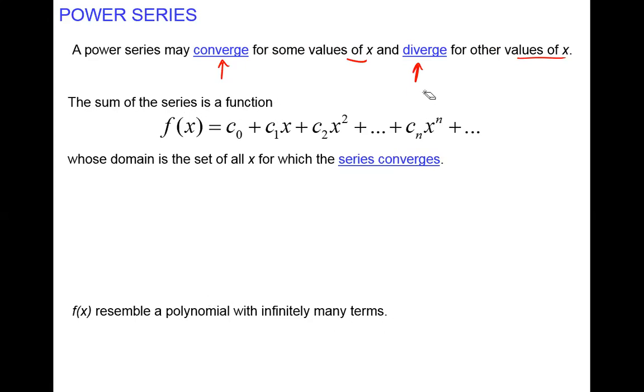But we can only call this a function if we know what we will call an interval of convergence, which means the set of x that gives convergence. The sum of the series is a power function whose domain is the set of x with which the series is convergent. You can probably guess the main question will be to find an interval of convergence, the set of x that gives convergence.